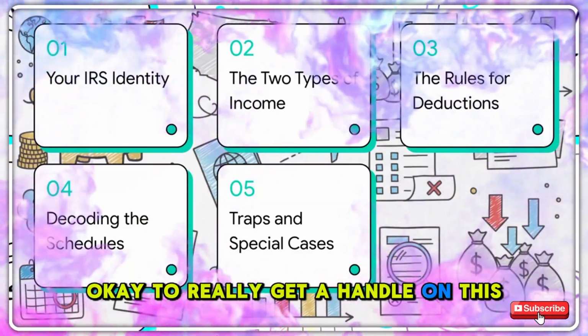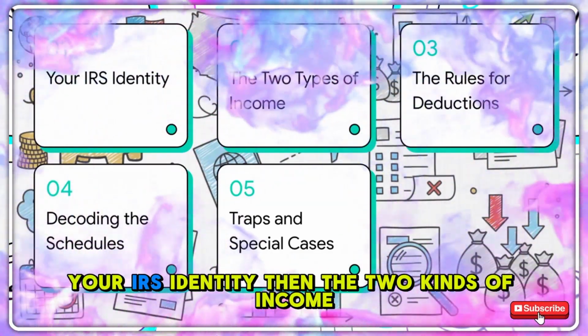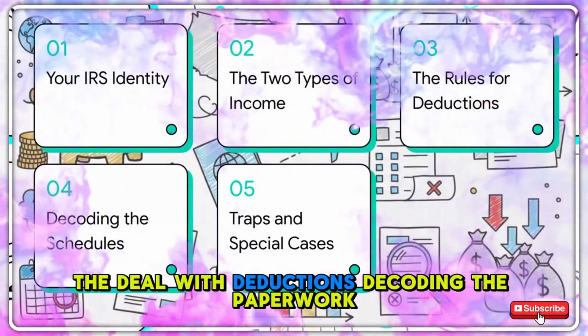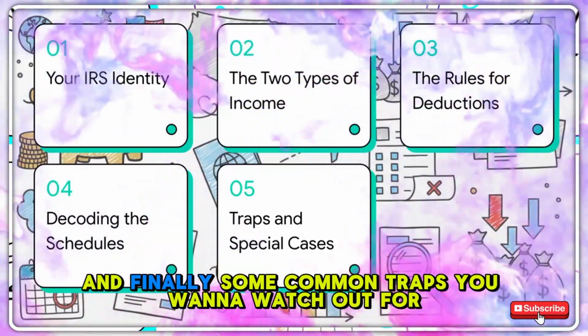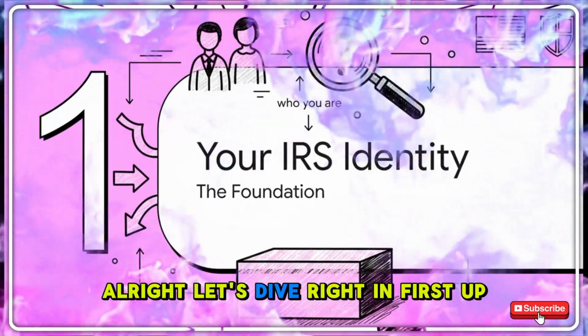Okay, to really get a handle on this, we're going to walk through 5 key things. First, your IRS identity. Then, the 2 kinds of income, the deal with deductions, decoding the paperwork, and finally, some common traps you'll want to watch out for. All right, let's dive right in.